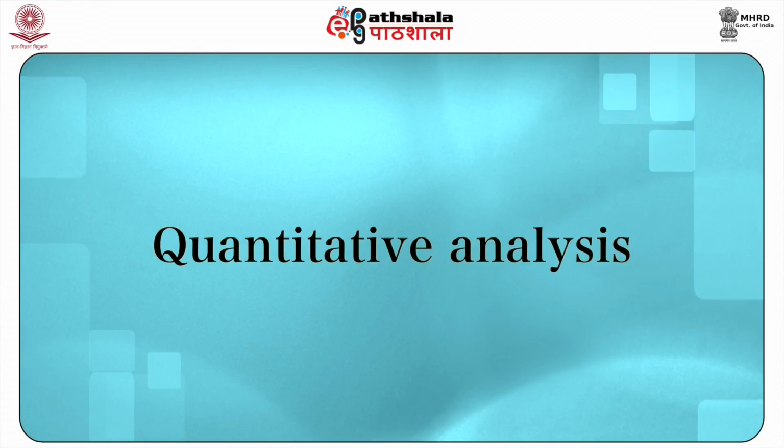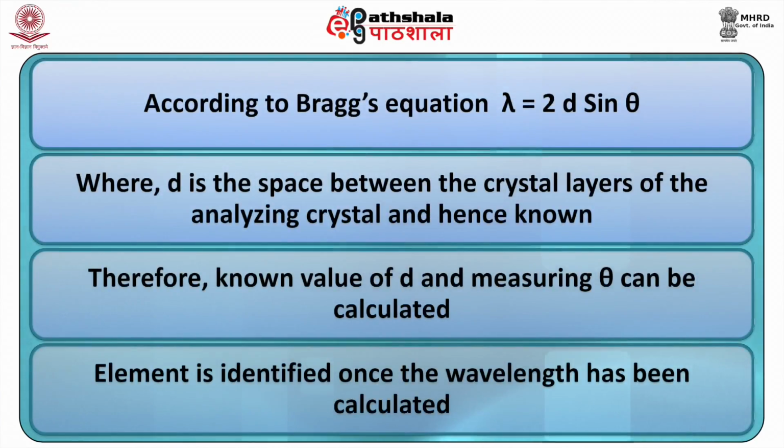Quantitative analysis. According to Bragg's equation, lambda is equal to 2D sine theta, where D is the spacing between the crystal layers of the analyzing crystal and hence known. Therefore, with a known value of D and a measured theta, lambda can be calculated. The element is identified once the wavelength has been calculated and a chart of fluorescence wavelengths of all known elements is consulted.